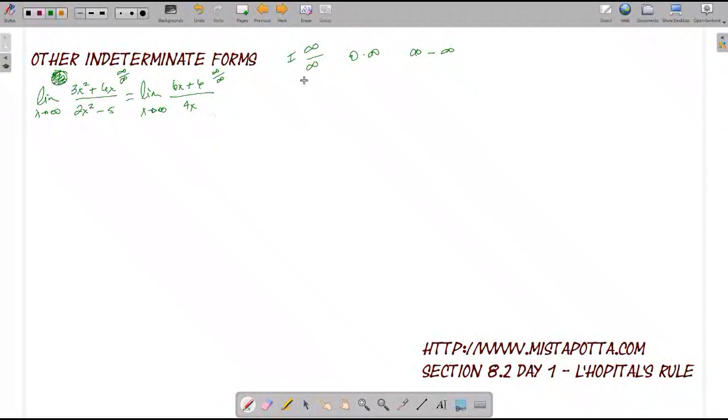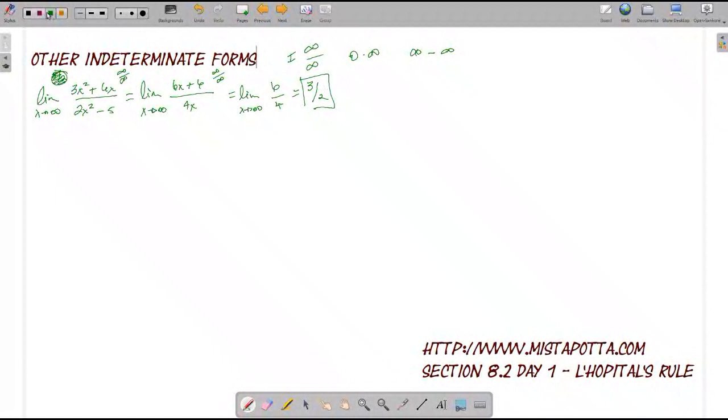And applying it a second time is going to give me the limit as x approaches infinity of 6 over 4, and that reduces to 3 halves. So this is one situation when I've got this infinite over infinite limit that I can use L'Hopital's rule to evaluate it.